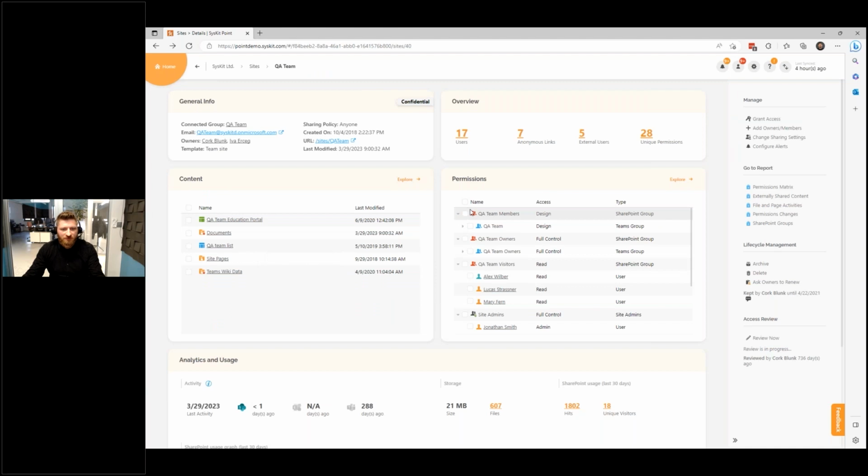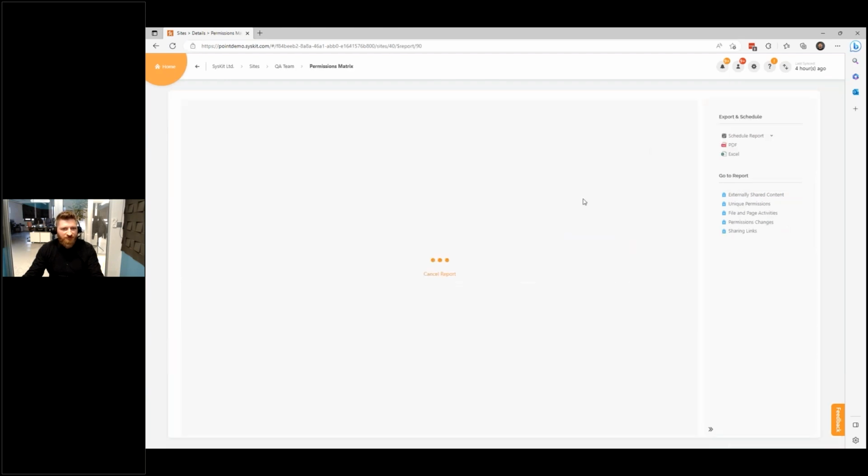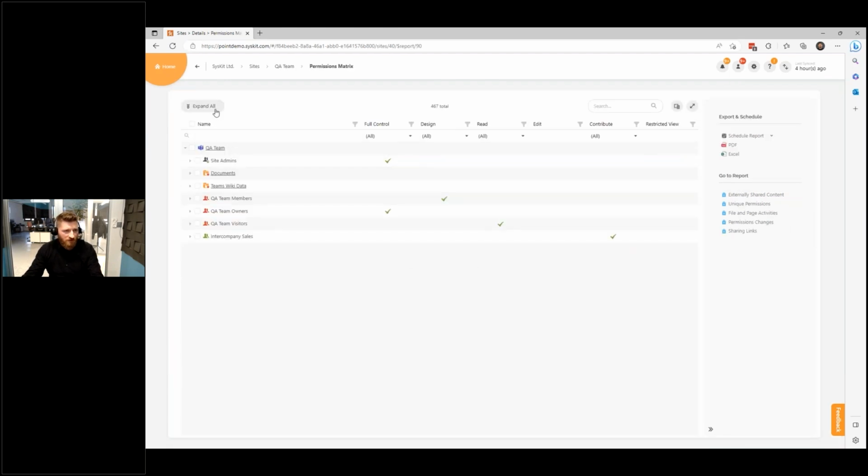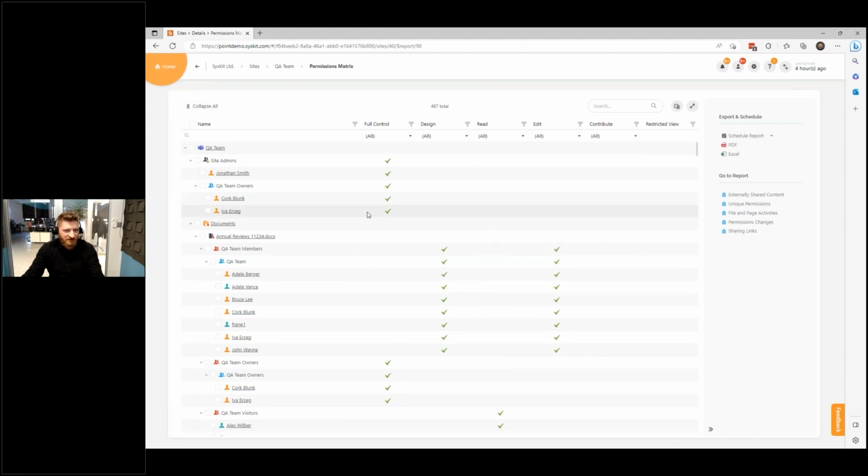However, users more often than not are sharing files directly, therefore breaking permission inheritances, and none of that is visible on the top level. So for that, I would need to run a permission matrix report, which is a highly visual and structured report that will show me all of the permissions down to the file level and how they were granted.